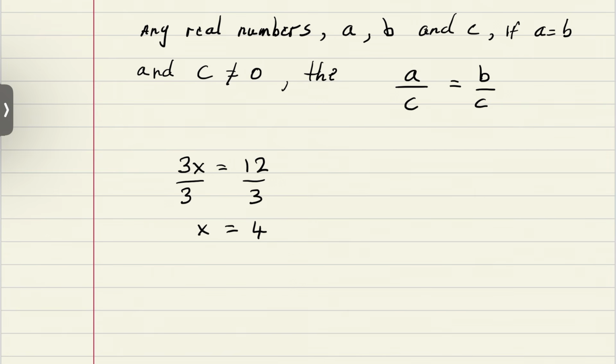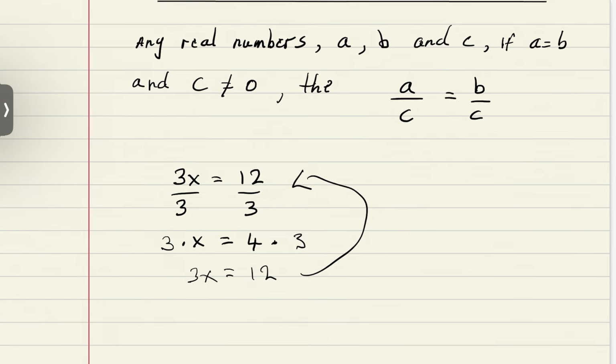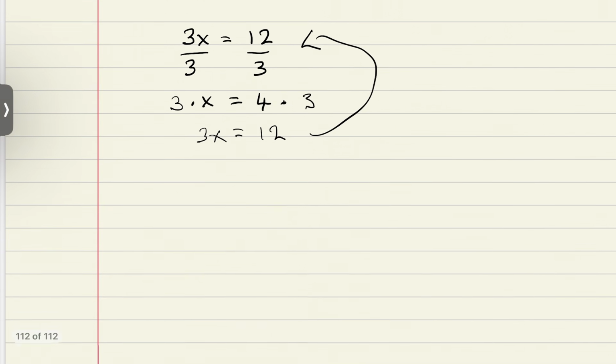I do have another video on the multiplication property of equality, so we can use this right now. Let's say we multiply both sides by 3. So 3 times x, 4 times 3. We're going to have 3x, 12. See, we're back to the same equation of 3x is equal to 12. So that's what the division property of equality is.